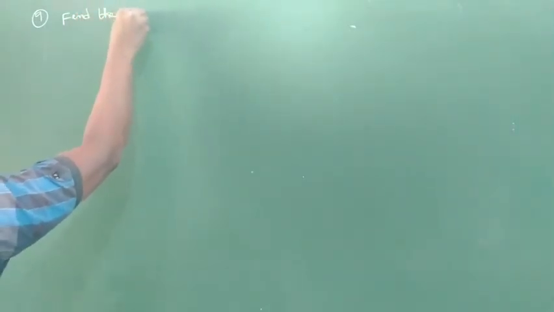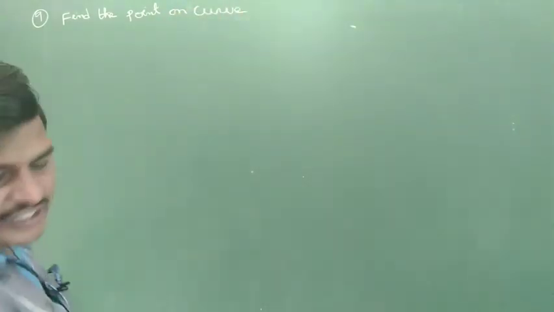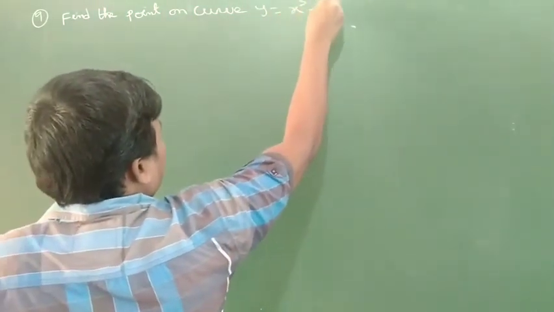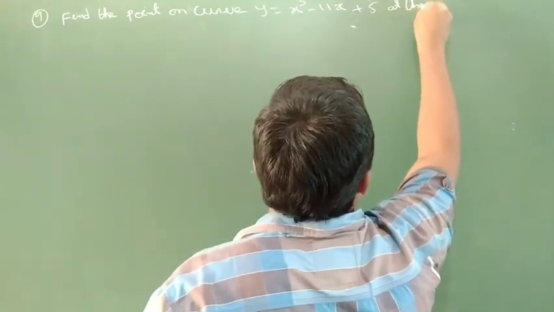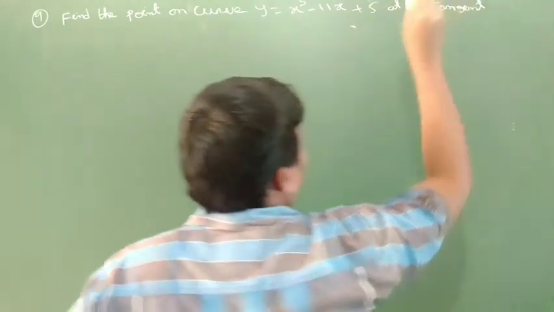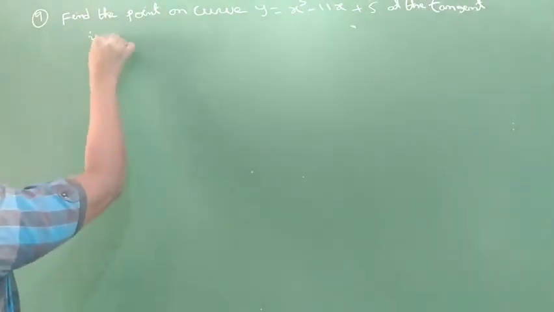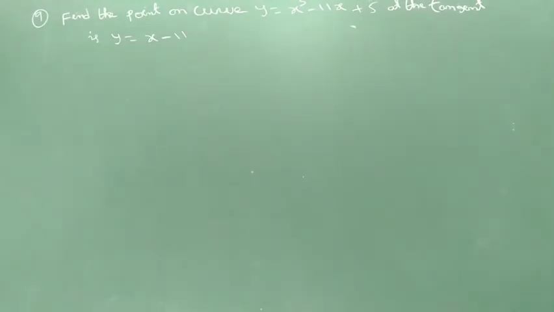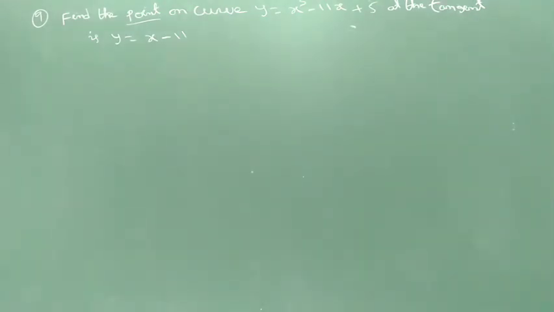Next, the last problem. Find the point on the curve y is equal to x cube minus 11x plus 5 at which the tangent is y is equal to x minus 11.